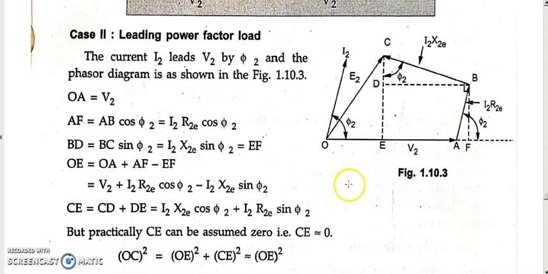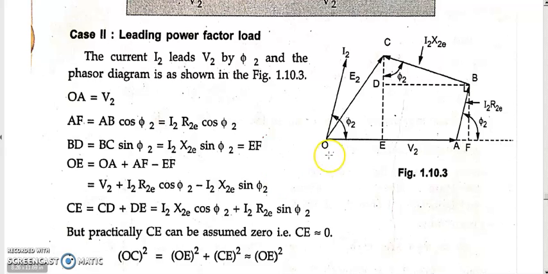Okay, so I got AF length, OA length as well as EF length. Now with that knowledge we can write this formula here: OE plus EF is equal to OA plus AF. Yes or not? OE plus EF is equal to OA plus AF, true? Very much true. Anyhow I need to have the value of OE here. So OA value we already know, OA I have replaced by V2. Again AF we already calculated, I2 R2E cos phi 2, and EF value we already calculated here, that is I2 x2E sin phi 2, with a minus sign over here.